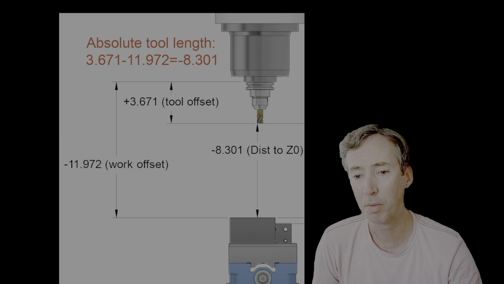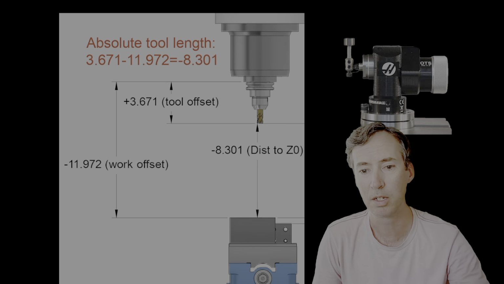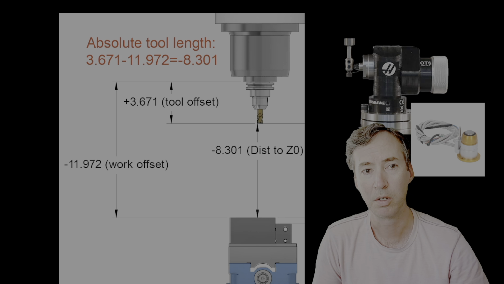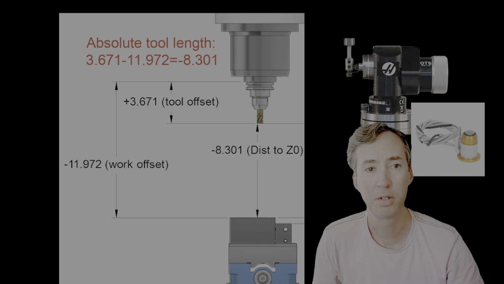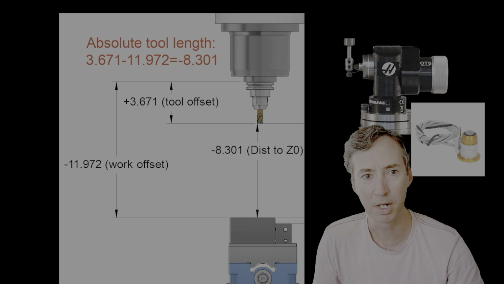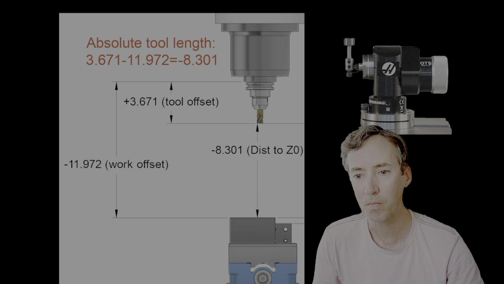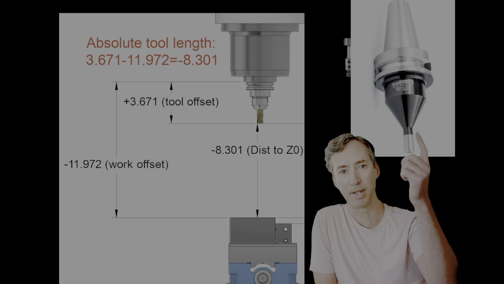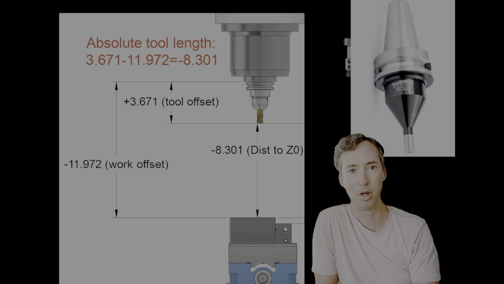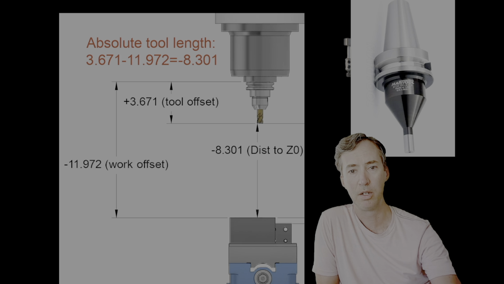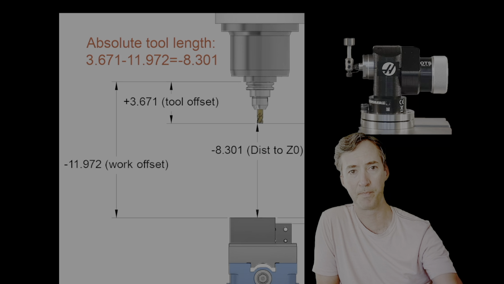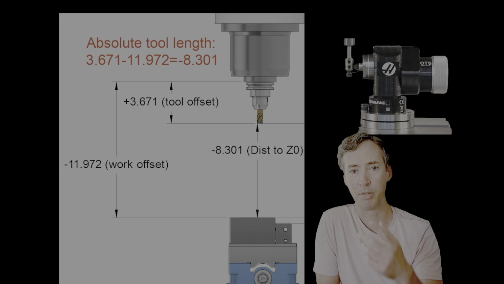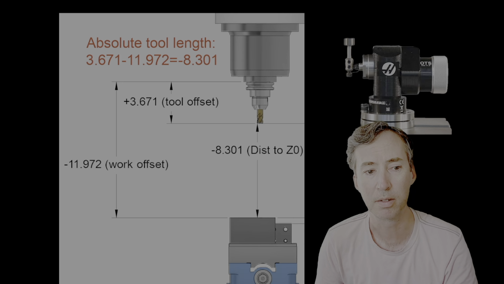You're probably using absolute tool length if you have a tool setter like this above, or there's also this style, or there's also lasers, different ways of touching off tools. Those are calibrated using a tool kind of like this, where it's a known gauge length, and you calibrate your tool setter with that, and the machine takes care of everything else.